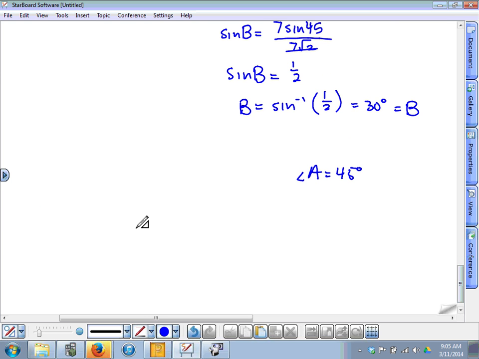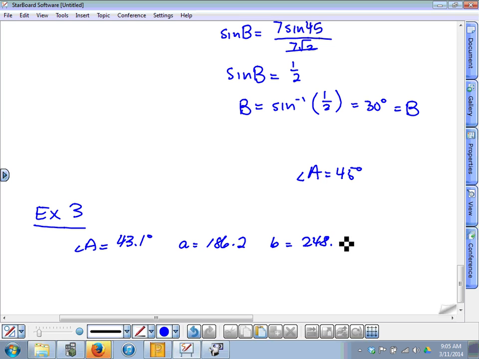Let's take a look at one that may have two. Here's another example, number 3. We have angle A is 43.1 degrees, little a is 186.2, and little b is equal to 248.6. Same directions here. Solve for capital B.